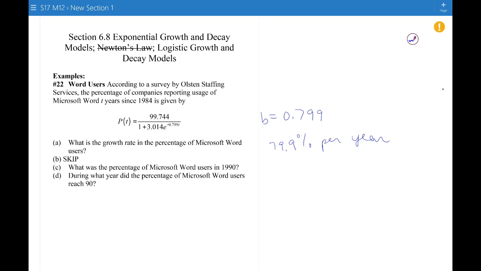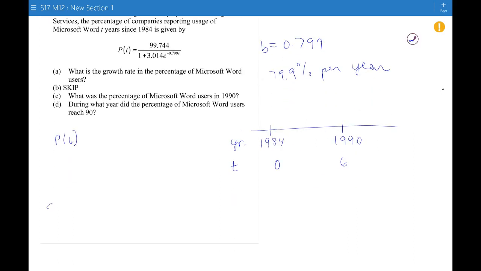And then what was the percentage in 1990? Well, let's see. They're saying let's use a scale where the year 1984 is t equals 0. So the year 1990 is going to be the year t equals 6. So I want p of 6. And I want you to go ahead and plug that in and see what you get and see if you all agree. And then the D part's the hardest part here, I think.